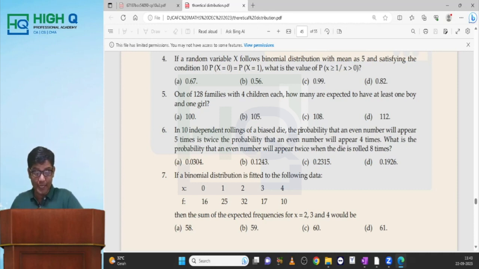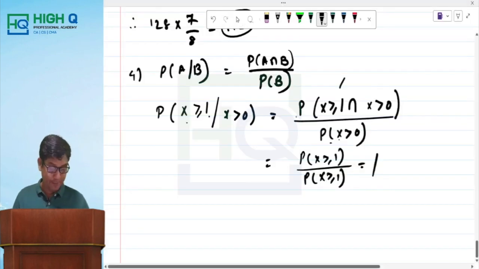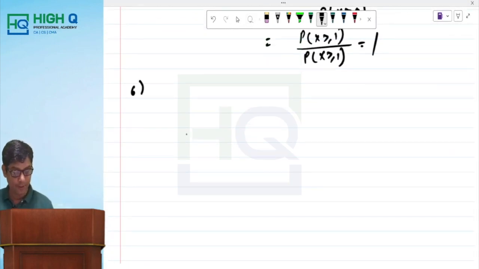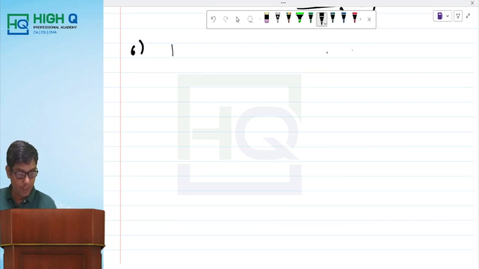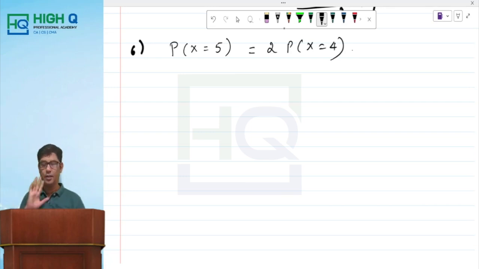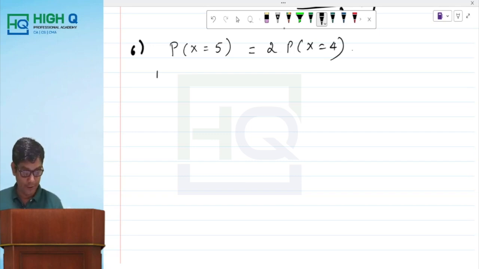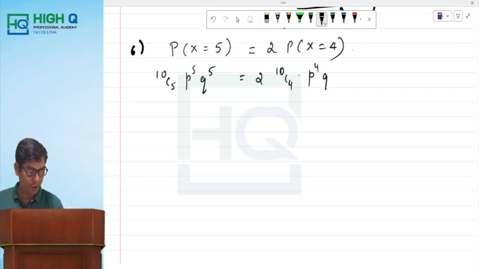But the first line: in 10 independent rollings of a biased die, the probability that an even number will appear 5 times is twice the probability that an even number will appear 4 times. Look at this. Even number appearing 5 times is equal to twice the even number appearing 4 times. Am I right, my dear? Okay. Now, what is P of x equal to 5? 10C5, because n equal to 10, P power 5, Q power 5, equals 2 into 10C4, P power 4, Q power 6. Am I right, my dear? Say yes or no? Now, what is 10C5?